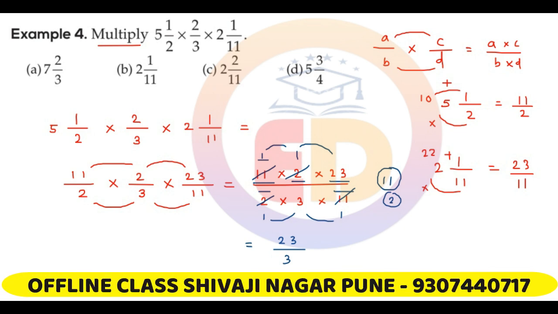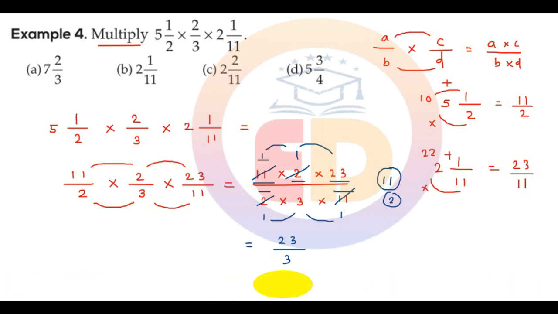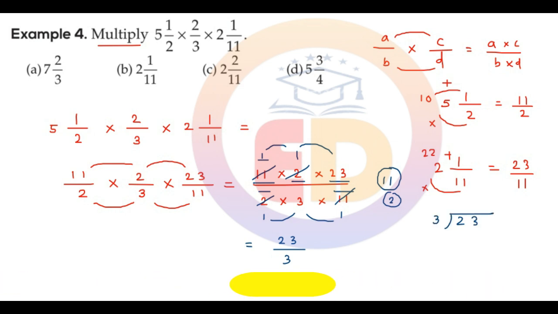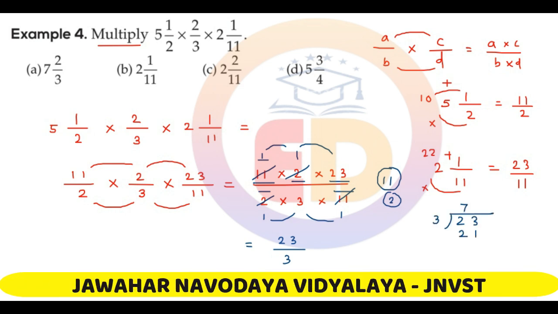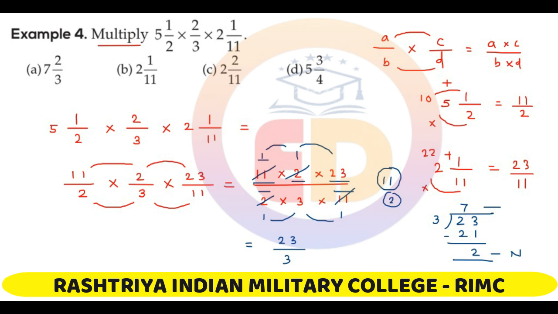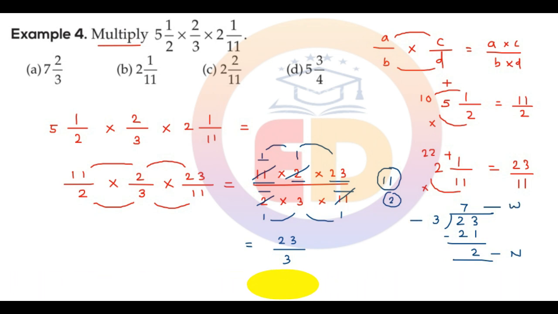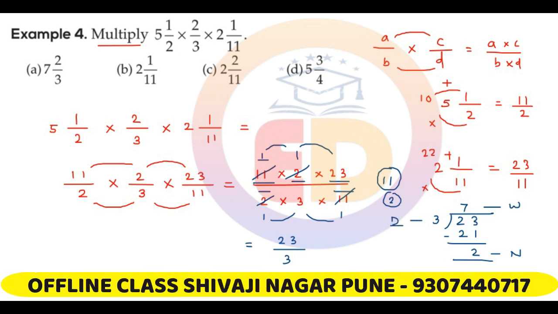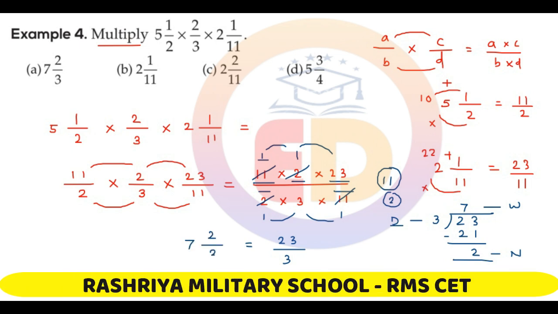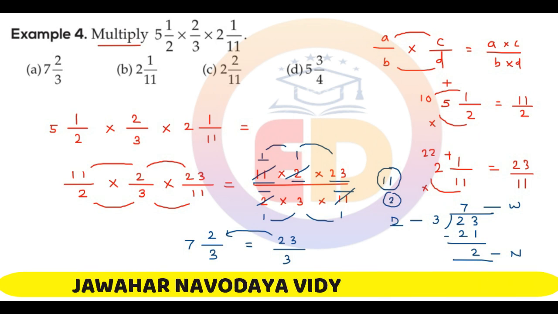23 upon 3 is an improper fraction. Let's convert it into a mixed fraction. 23 divided by 3 is 3 sevens are 21. Subtracting, I get 2. 2 is my remainder, which will become my numerator. Quotient 7 will become my whole number, and 3, my divisor, will become my denominator. My answer will be 7 whole 2 upon 3. 23 upon 3 gets converted into 7 whole 2 upon 3. My answer is option number A.